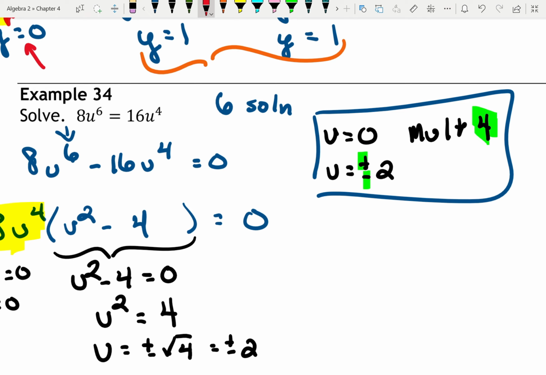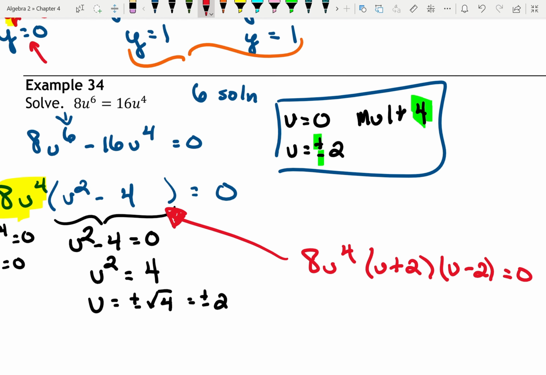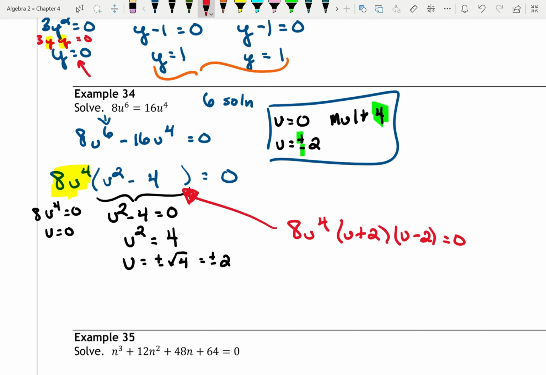Now, right here, some of you might have noticed that that is a difference of 2 squares. We could have factored it more and said 8u to the 4th, and then u plus 2, u minus 2 equals 0. And that would be a good way to factor it. I'm just trying to show you a different way. You can break it apart into 2 more simple problems before factoring it completely if you want to.